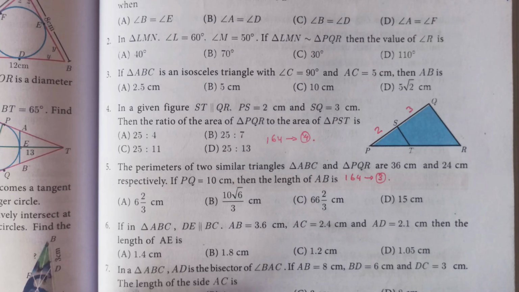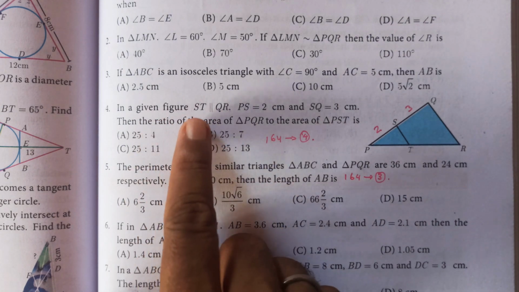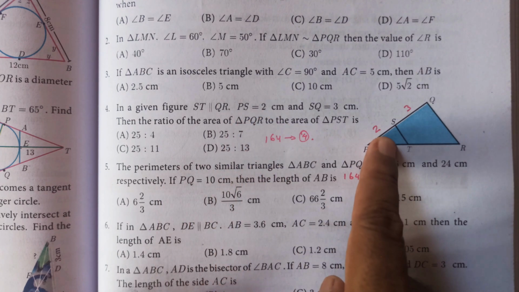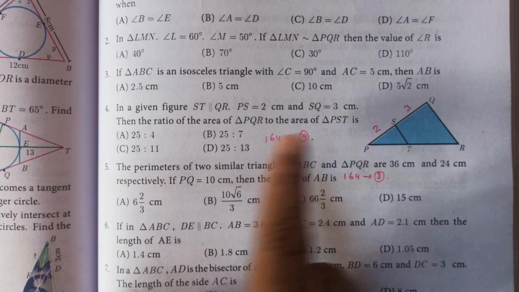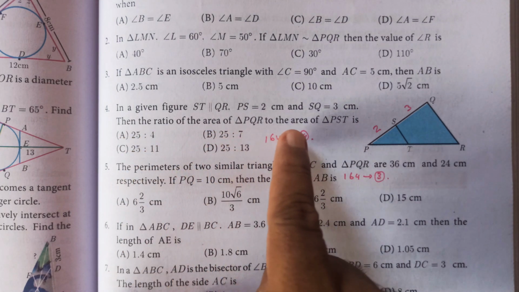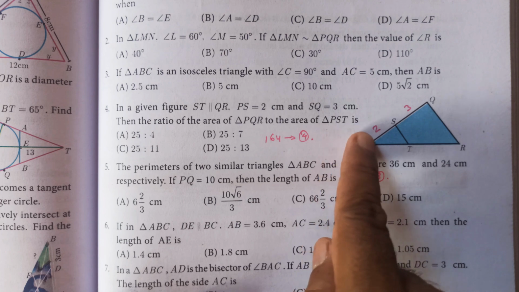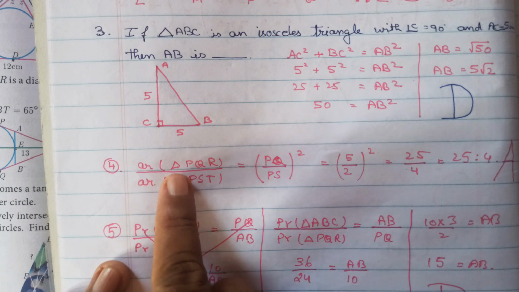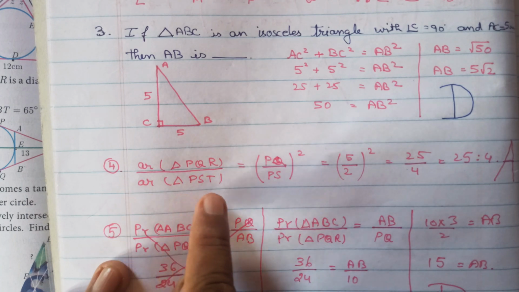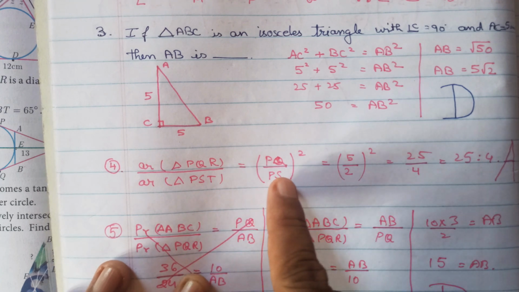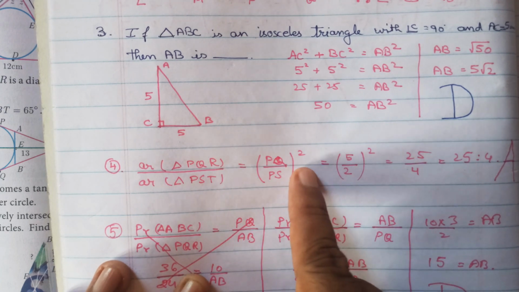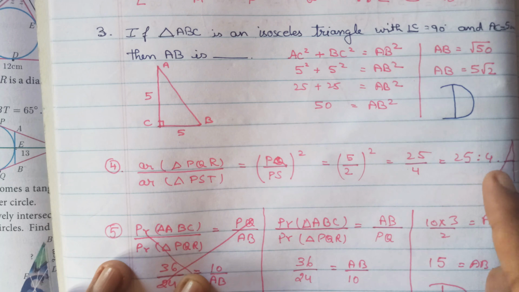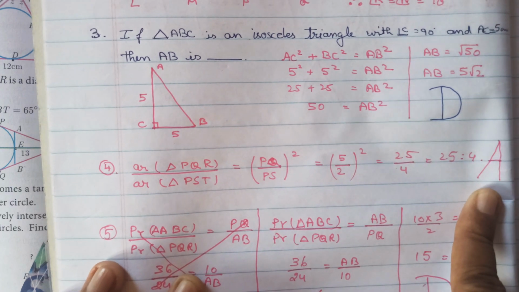Next, question number 4. In the given figure, ST is parallel to QR. PS is equal to 2 cm and SQ is equal to 3 cm. The ratio of the area of triangle PQR and the area of triangle PST is. For this we write the area of triangle PQR by area of triangle PST is equal to, we can take any side, so the given sides are PQ by PS the whole square, which is 5 by 2 the whole square, which is 25 by 4. It can be written as 25:4. So the answer for this is A.